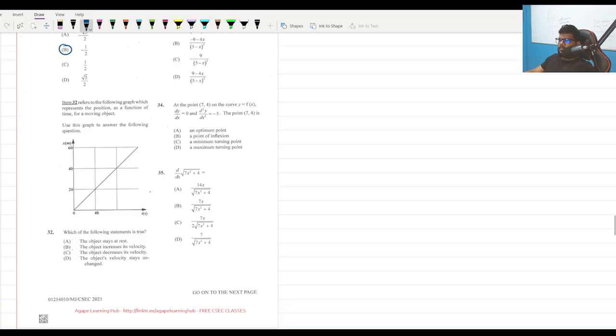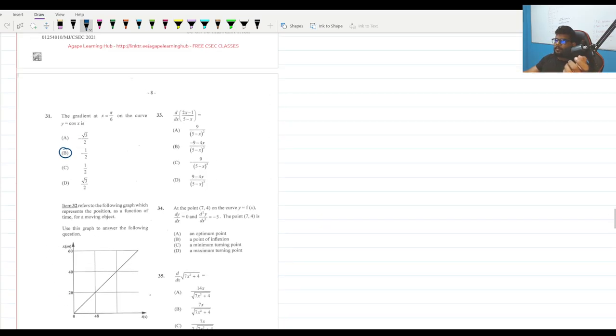Item 32 refers to the following graph, which represents the position as a function of time for a moving object. So x in meters versus t in seconds. Meters per second would be a velocity-time graph. Which of the following statements is true? The object is not at rest. This object is moving. The object increases in velocity. These are distance-time graphs, sorry. It is increasing in velocity because the gradient of a distance-time graph gives me velocity. The object's velocity stays unchanged, so the only option is that it's increasing in velocity.